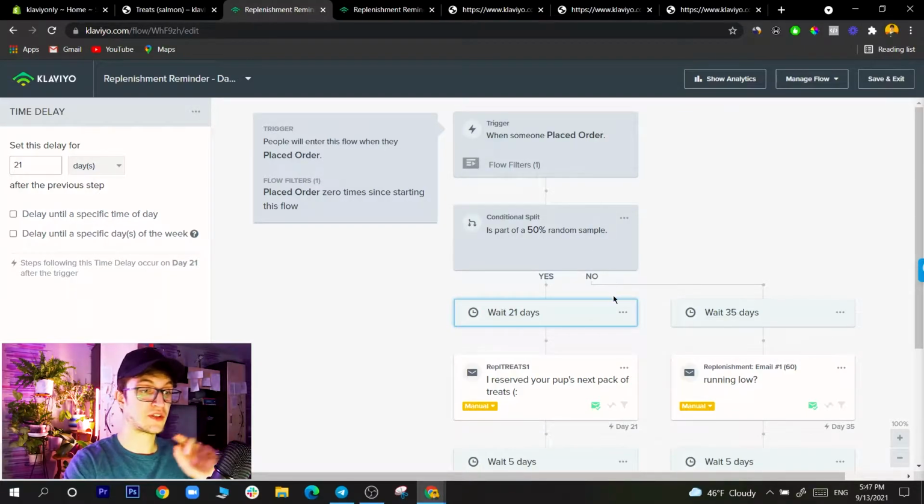Always be split testing. I took little notes here. So what I recommend is basically to test like this: you test 21 days, then you test a week ahead.